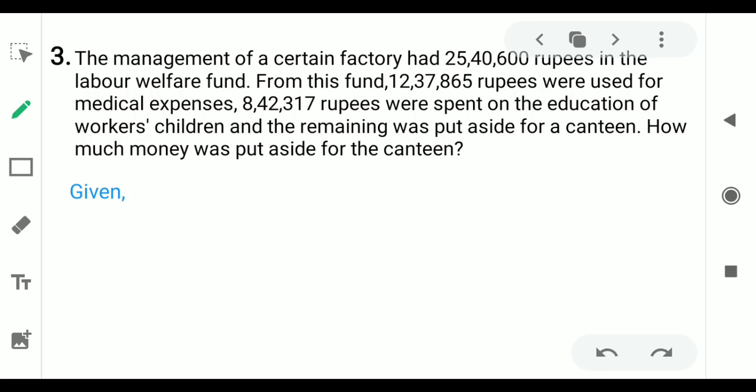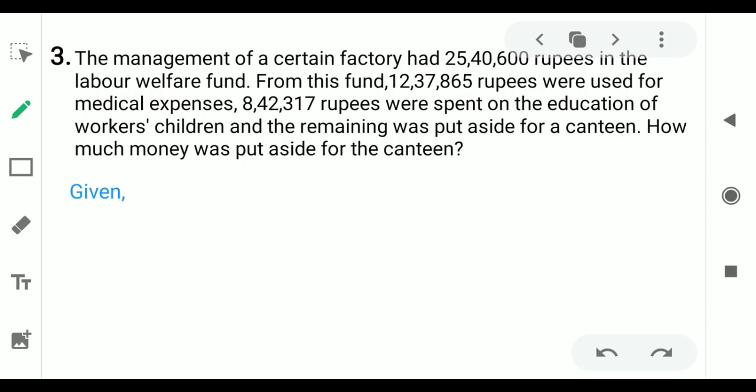Here the information is given that the management of a factory had 25,40,600 in the labor welfare fund. From this fund, they used 12,37,865 rupees for medical expenses and 8,42,317 they spent for the education of workers' children, and the remaining they put aside for the canteen. So how much amount did they put aside for the canteen? We have to find the amount for the canteen.